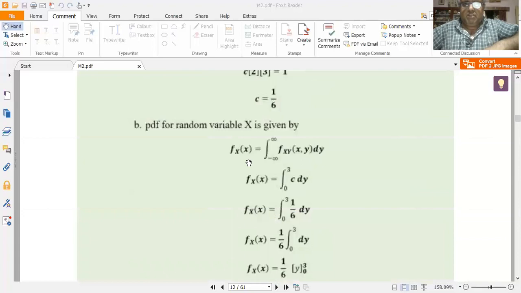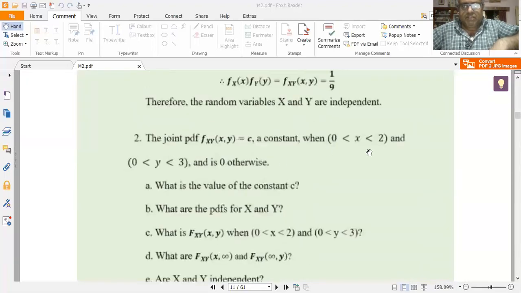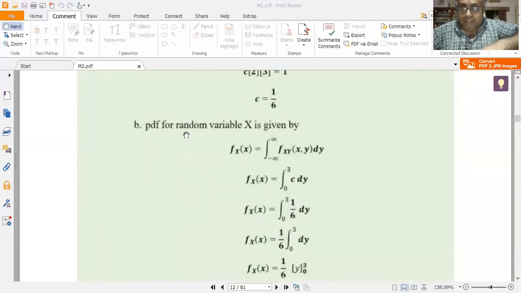So let us proceed. fX(x) is equal to the integral from minus infinity to plus infinity of fXY(x, y) dy. These equations we had mentioned in the first lecture itself. Remember the formula. Now x ranges from 0 to 3 as given in the problem. y ranges from 0 to 3, right? Please note the formula here.